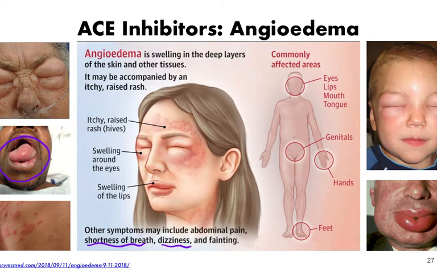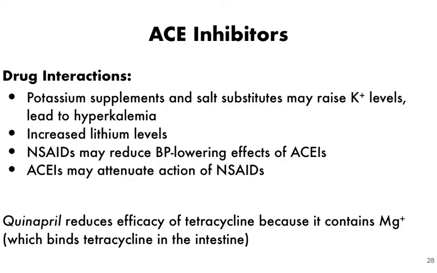If the patient does have a history of angioedema, then ACE inhibitors should be avoided altogether in those patients. ACE inhibitors are well known for increasing potassium, and so potassium supplements, of course, and salt substitutes, which we now know often are potassium chloride, should be used sparingly, if at all, in patients who are taking an ACE inhibitor.